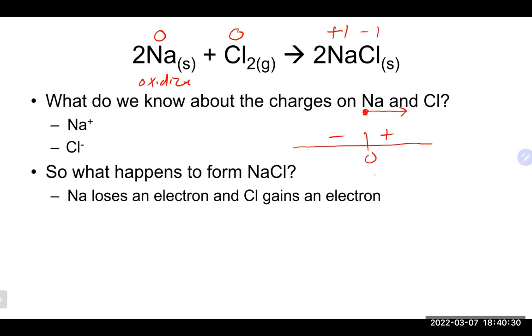If we look at the chlorine, chlorine started at 0 and ended at -1, which is moving in this direction, right? And that is becoming more negative. And the chlorine here is actually being reduced.